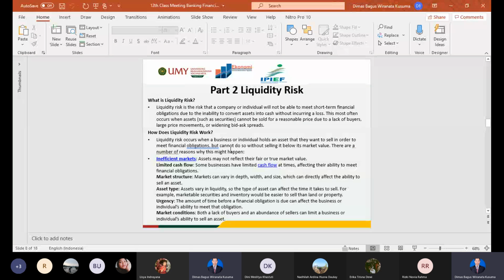So from this simple definition, you can imagine that liquidity risk happens because the bank cannot pay back the financial obligations to the investors or depositors. The bank's inability is due to assets being unable to be converted. The asset may initially be in the form of debt obligations or stocks, for example, and in the end, the bank cannot convert this instrument into cash.